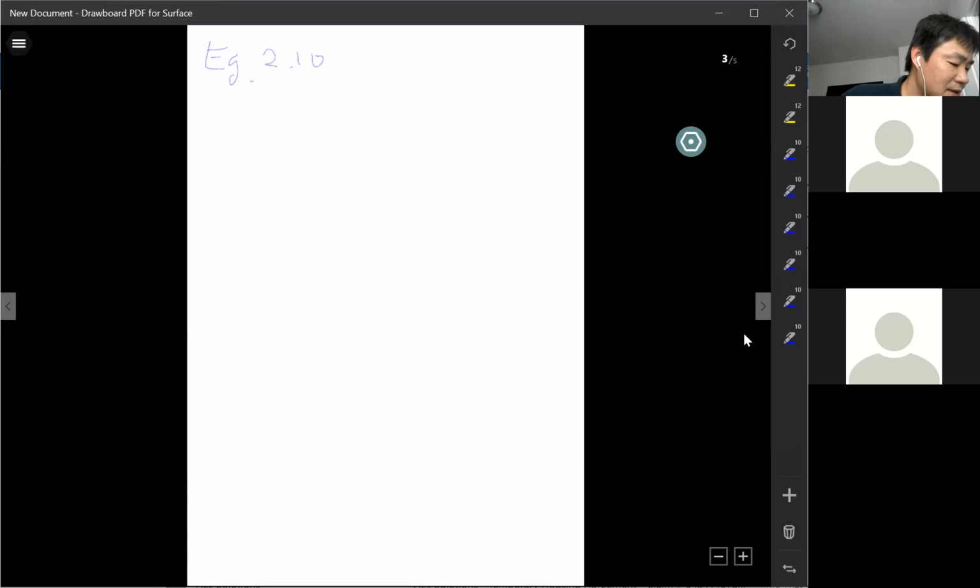Okay, the problem says an aluminum fin 1.5 centimeter wide and 1 millimeter thick was placed on a 2.5 centimeter diameter tube. So it's a circumferential fin. Which one is it? It's the third one, the third figure in figure 2.10. Please refer to the figure I sent to you, figure C in 2.10. That's the fin we are looking at.